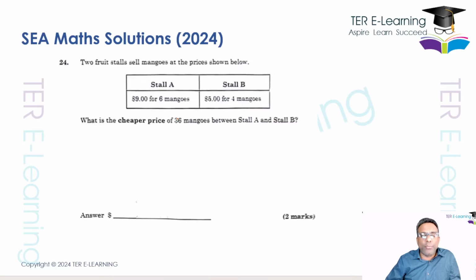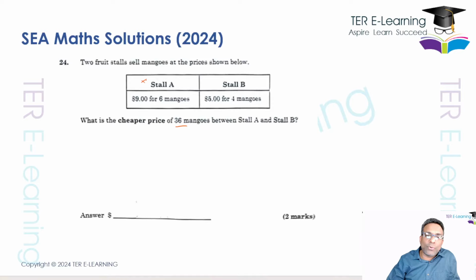Question 24, we have 2 fruit stalls that sell mangoes, right, at the prices shown below. Sorry, I said that wrong. $9 for 6 mangoes, and the next one is $5 for 4 mangoes. What is the cheaper price of 36 mangoes?